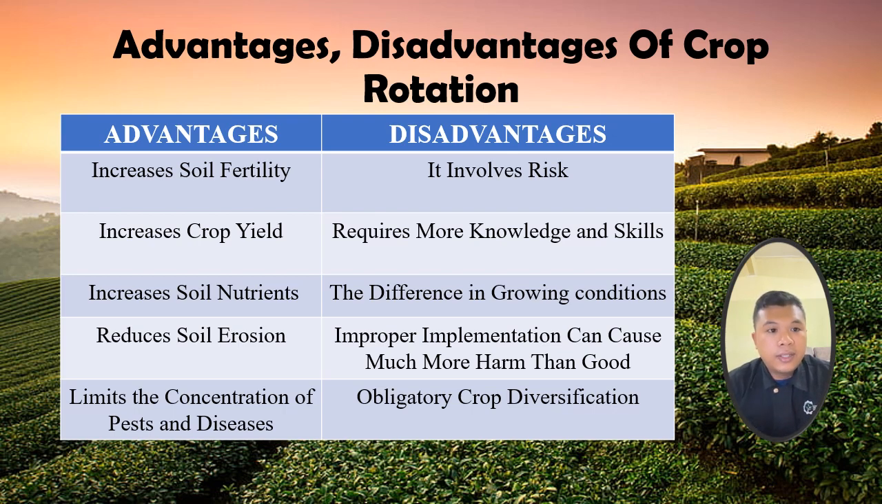For the disadvantage, obligatory crop diversification. For crop rotation to work, one has to plant a different crop every time. Nonetheless, it does not allow the farmer to specialize in a single crop type. The farmer cannot produce a single crop on a large scale over a long period because of the damage it will do to the soil.